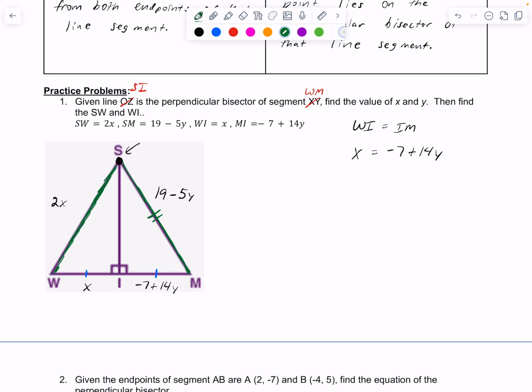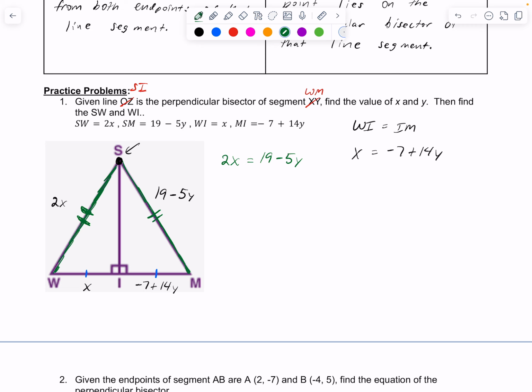So marking that there, I'm able to write another equation, which is 2x equals 19 minus 5y. So this is what we call a system, and it's up to you on how you want to solve this. You can use elimination, you can use substitution.